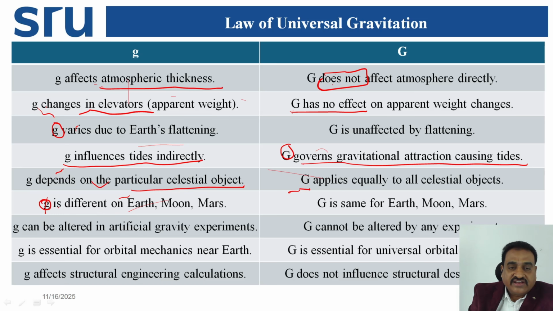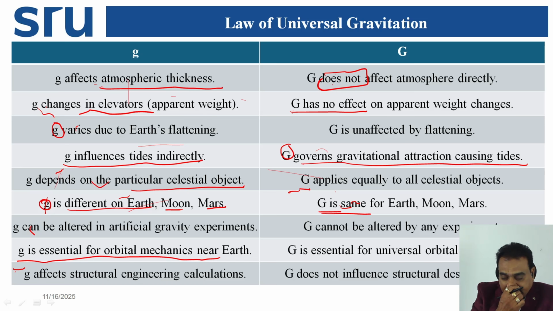So acceleration due to gravity is different on Earth, Moon, Mars, and other places. Capital G value is the same at any place on Earth, Moon, Mars, etc. Small g can be altered in artificial gravity experiments. Capital G cannot be altered by any artificial experiments. Small g value is essential for orbital mechanics near Earth. Capital G is essential for universal orbital mechanics.